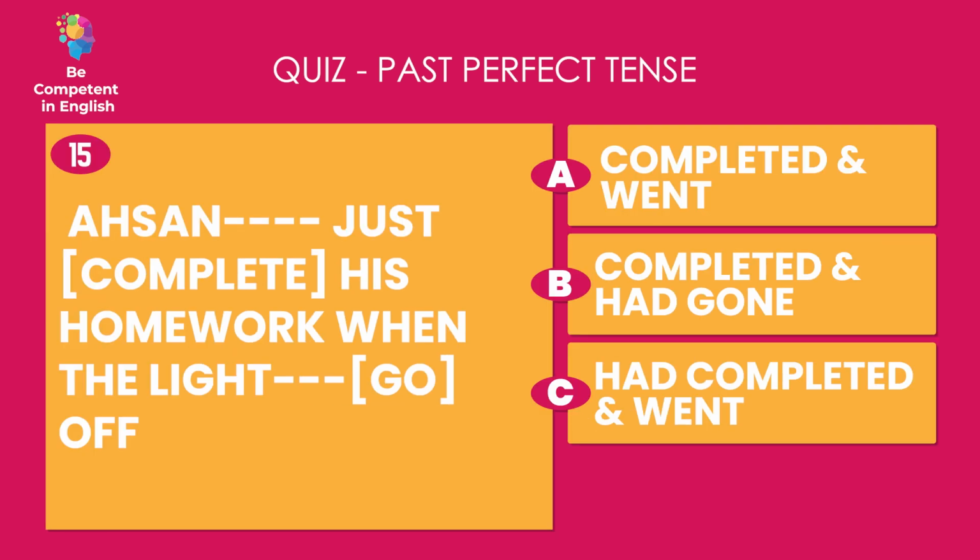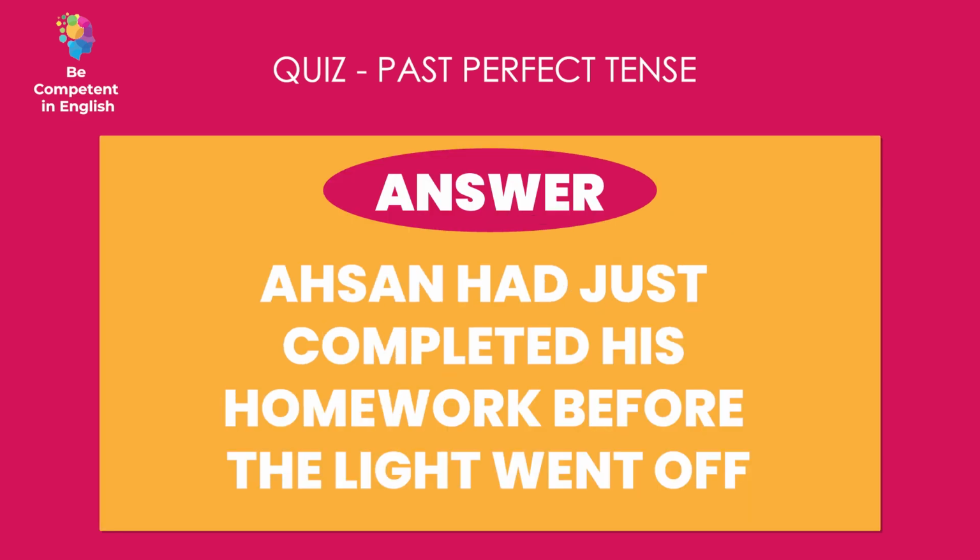Number 15. Asen just complete his homework when the light go off. The options are A. Completed and went, B. Completed and had gone, C. Had completed and went. Correct answer C. Had completed and went. Asen had just completed his homework before the light went off.